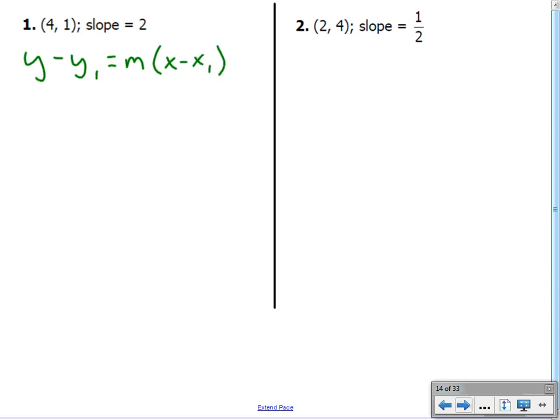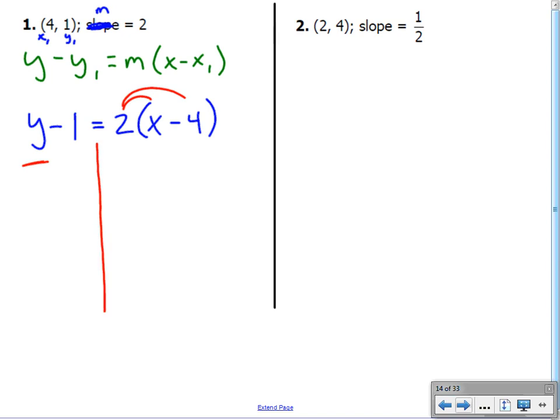So let's start by labeling. Slope is really just m. And I label my point x1, y1, and then I make some substitutions. I do y minus y1, which is 1, equals m, which is 2, parentheses, x minus x1, which is 4. So I just plugged everything in. Now, typically, even though we're starting off in point slope form, we want to write our final equation in slope intercept form, which means I need to get y by itself. And I also need to distribute this 2.